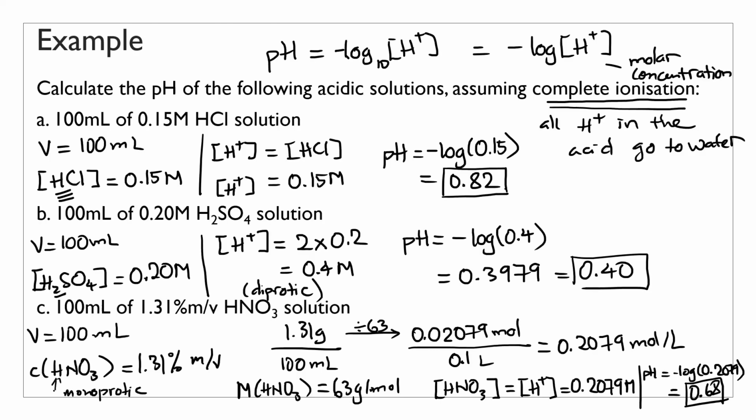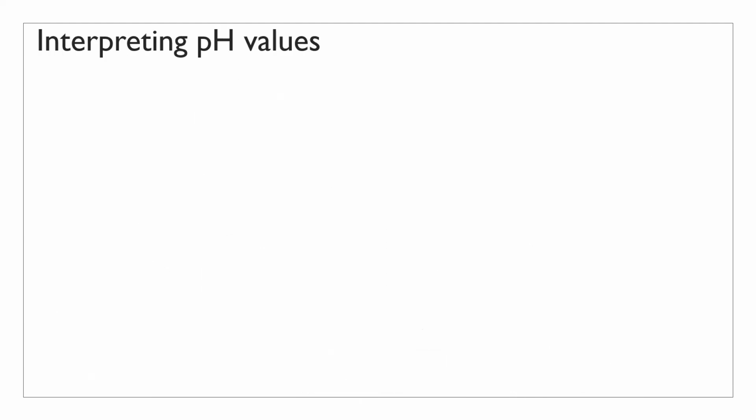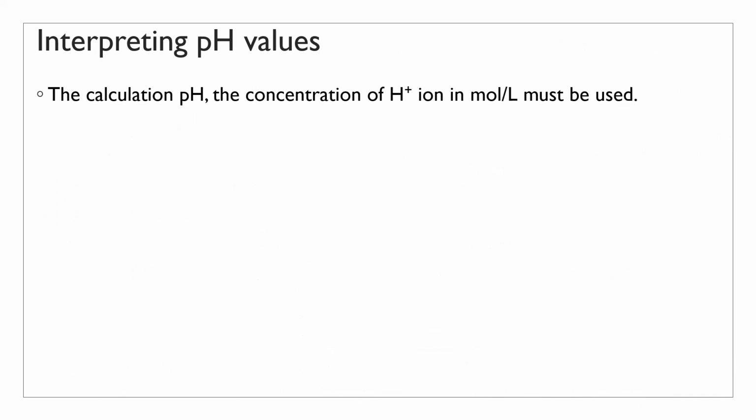From these three examples, the first few points that I want to emphasize regarding interpreting pH values, the first one is that to calculate pH, the concentration of hydrogen ions. So it has to be hydrogen ions and not anything else. And the concentration has to be in mole per liter, must be used. So to calculate pH, the concentration of hydrogen ions in mole per liter must be used.